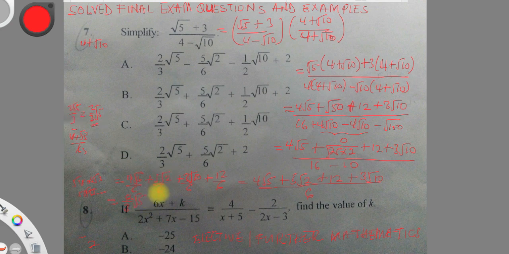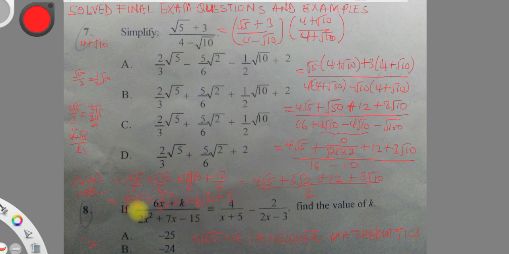And this one, you get plus 5 over 6 root 2. And then 3 goes into 6 how many times? 2. So you get square root of 10 over 2, which is the same as plus 1 over 2 root 10. And then 6 goes into 12 is 2, plus 2. So this is the answer.